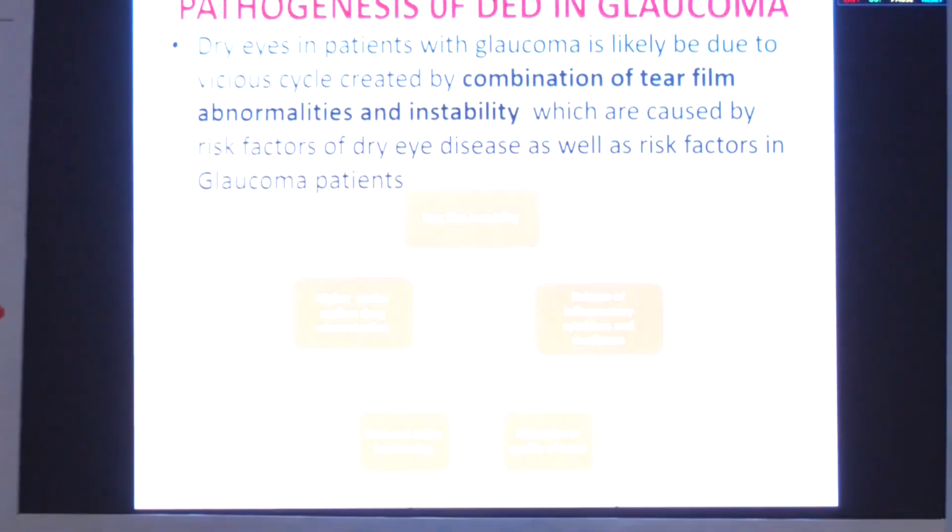So why do dry eyes occur in patients with glaucoma? It may be because both dry eyes and glaucoma coexist because of the age factor. Another, glaucoma medications themselves as well as the preservatives in the glaucoma medications affect the ocular surface. Ocular surgeries also modify the ocular surface, responsible for dry eyes. The pathophysiology of dry eye disease in glaucoma is multifactorial.